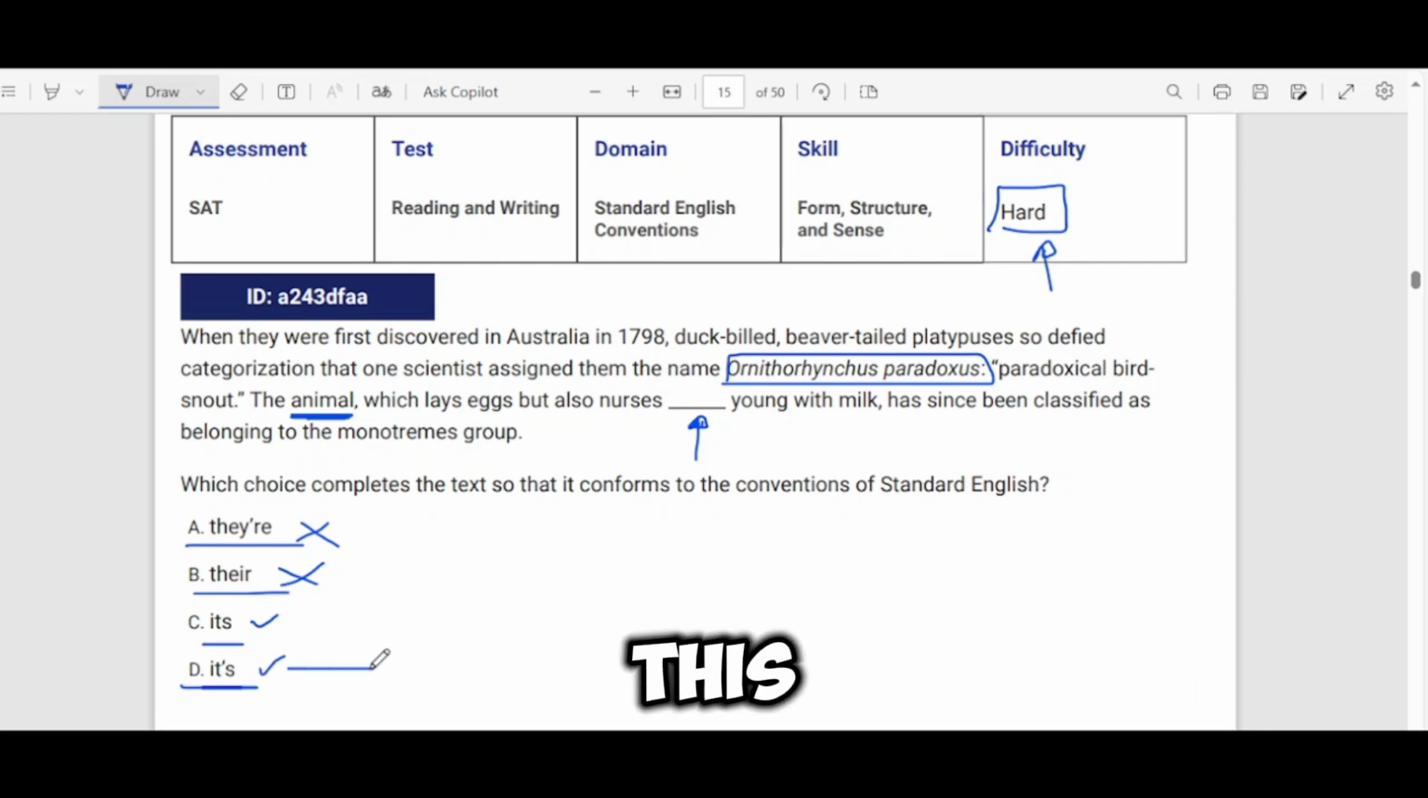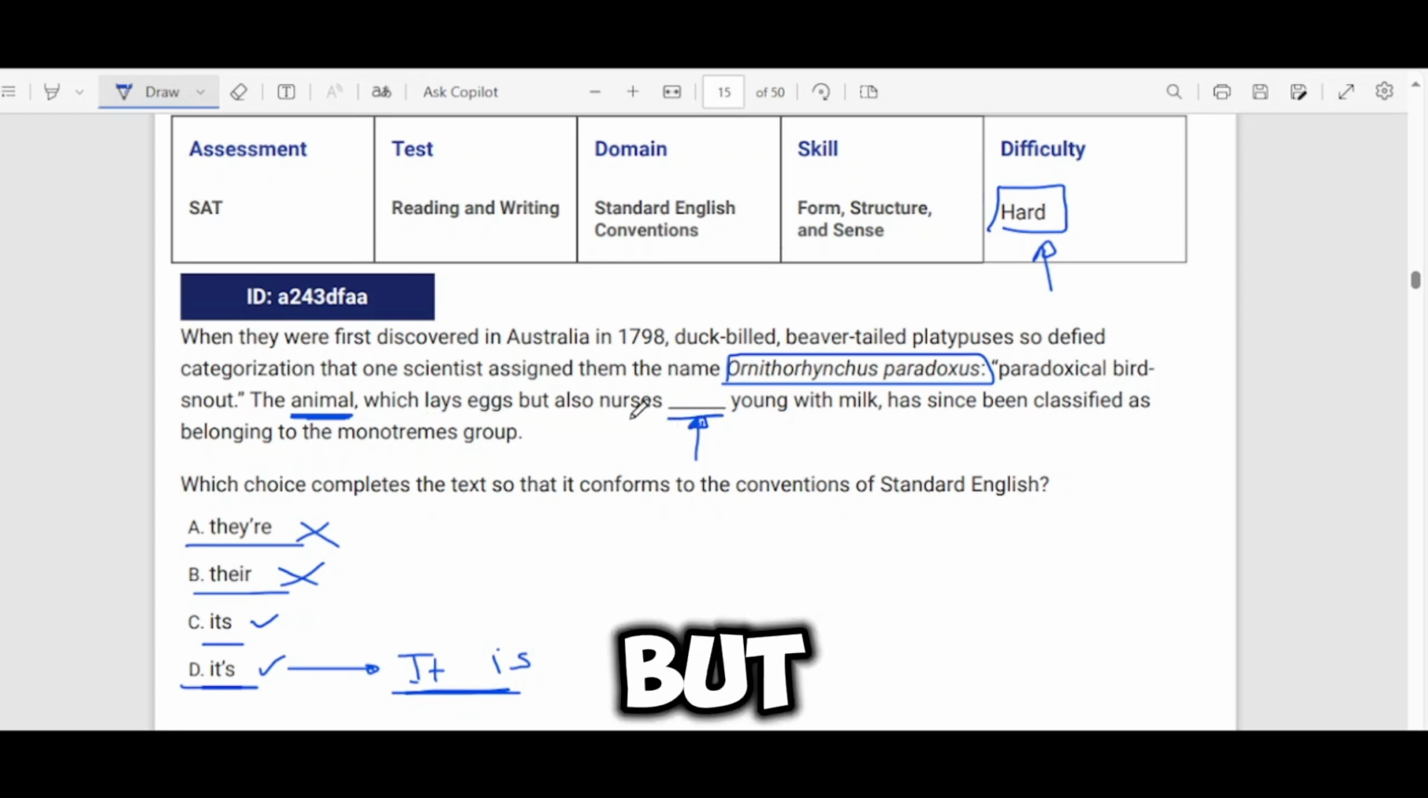I'll tell you this. It apostrophe s stands for it is. So when we place this in our blank here, the animal which lays eggs but also nurses, it is young with milk. Does this make any sense? No, this does not. So this one is also wrong. It's, this one will be used, so the correct answer is C.